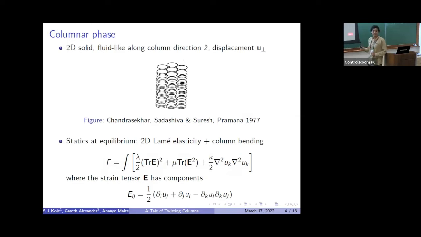The system that we'll be looking at is the columnar phase. You have to think of them as disconnected units. They don't have a shear modulus for shearing along the columns, but a slice of it has 2D translational order. It's a crystal. So for an isotropic system, you will have two Lamé coefficients, lambda and mu, with the energy cost for column bending given by kappa. E here is a nonlinear strain tensor, which would be the symmetric part of the gradients of u and the grad u piece.